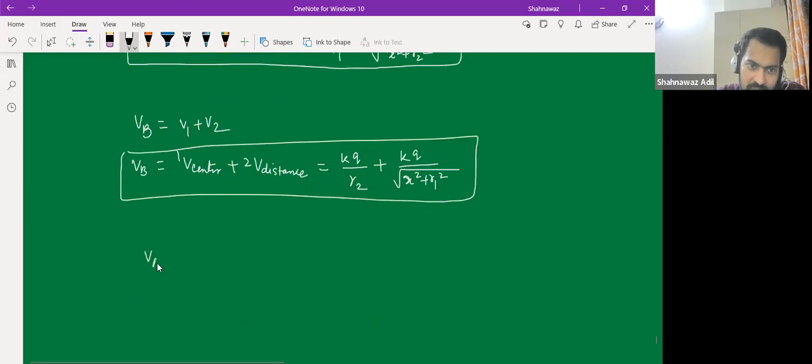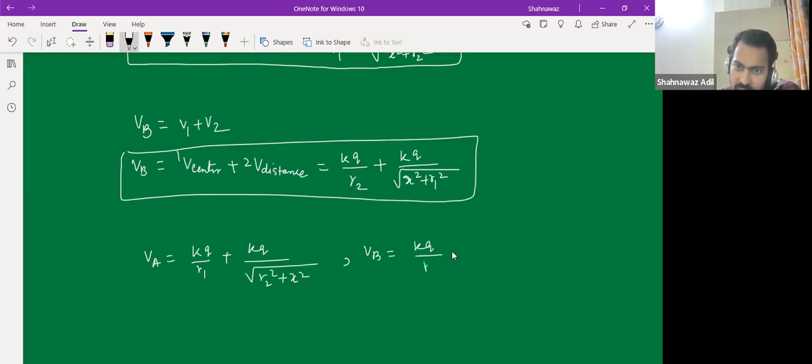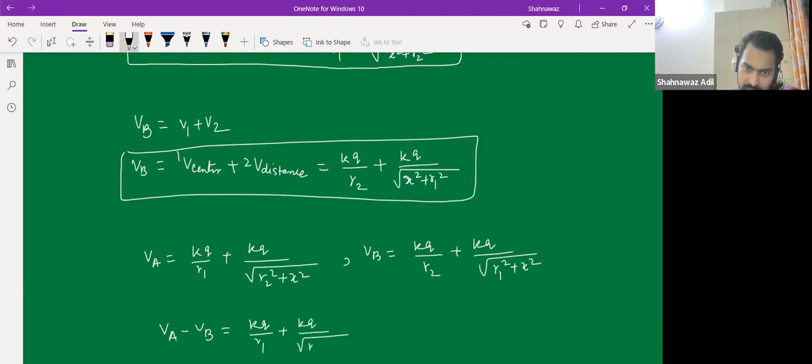So we have VA, which is KQ by R1 plus KQ by root of R2 square plus X square. And we have VB, which is KQ by R2 plus KQ by root of R1 square plus X square. These are the two potentials. So potential difference VA minus VB would be KQ by R1 plus KQ by root of R2 square plus X square, minus KQ by R2, minus KQ by root of R1 square plus X square.